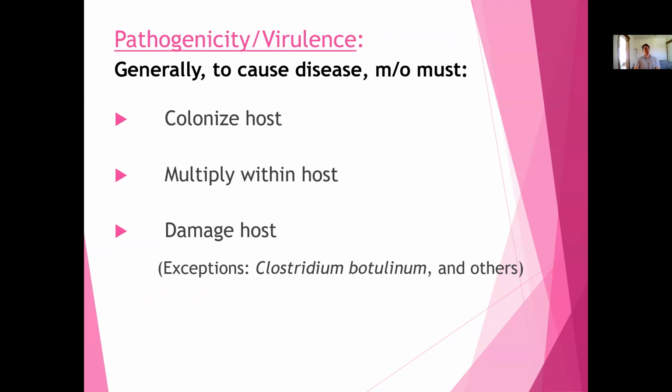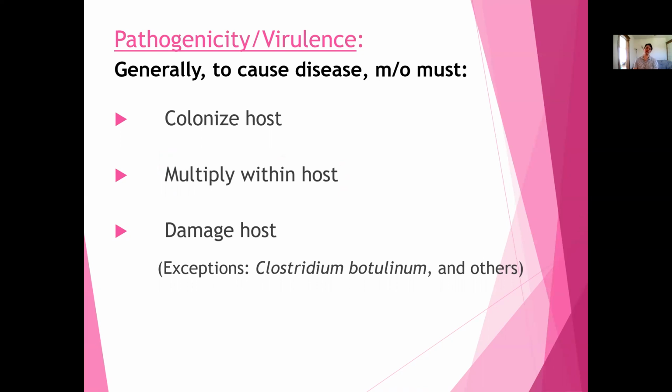So generally, to cause a disease, a microorganism must be able to colonize a host. And obviously, if these organisms aren't able to enter these host cells and do their thing, they won't be able to cause disease. They must also be able to multiply within the host. Obviously, they have to increase their numbers, otherwise there will simply not be enough of them. Again, think of the small scale we're working with here.